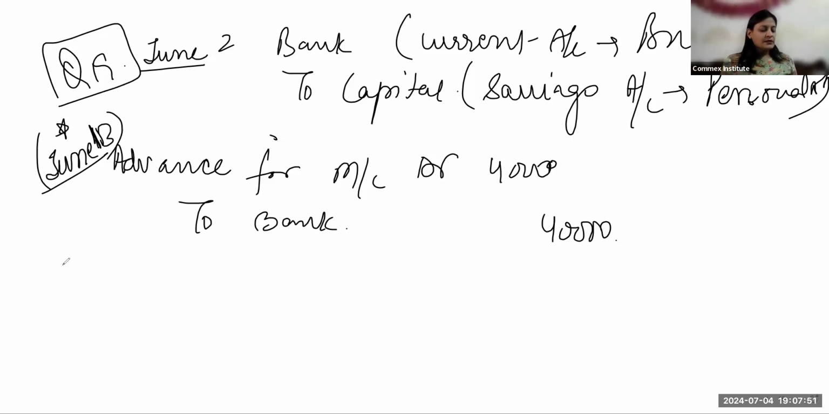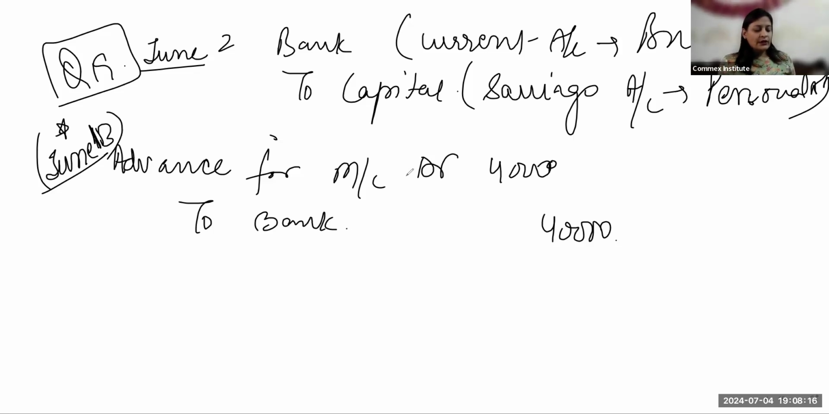Received from Messrs. Hari Sales. So this is a simple entry. Cash account debit to Hari and sales account. Bought furniture from SR Furniture against check payment. Furniture account debit to bank account. Paid rent by check. Rent account debit to bank account.